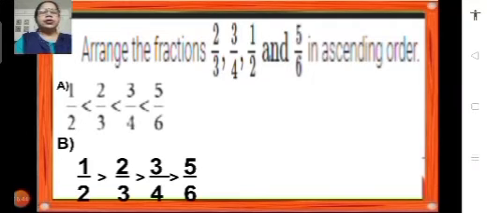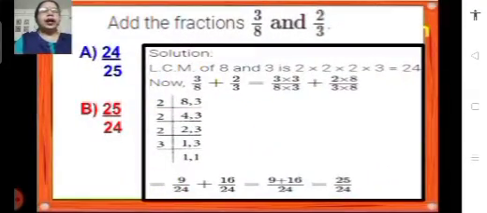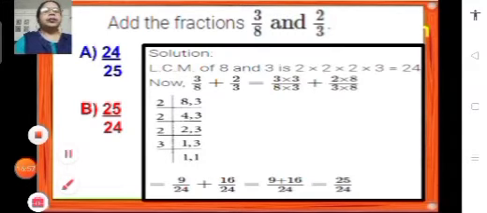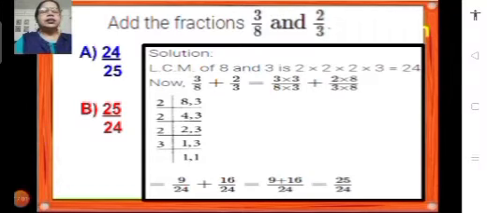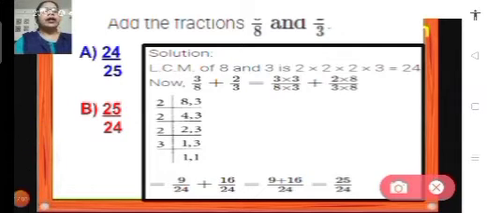1 upon 2 is the smallest and 5 upon 6 is the largest fraction. Now, let us move on to the next question. Add 3 upon 8 and 2 upon 3. The two options we have, let us solve this first. We have two unlike fractions and we have to add them. That means we have to find the LCM of the denominators so that we have like fractions.